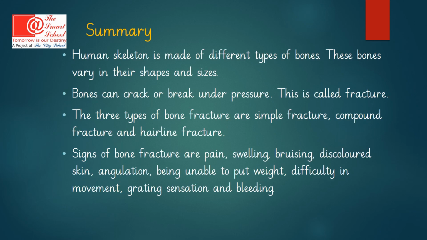We shall now summarize what we have studied so far in this lesson. Human skeleton is made of different types of bones. These bones vary in their shapes and sizes. Bones can crack or break under pressure. This is called fracture. The three types of bone fracture are simple fracture, compound fracture, and hairline fracture.